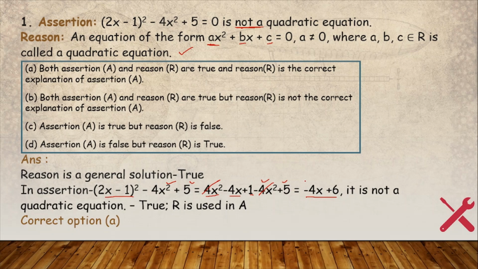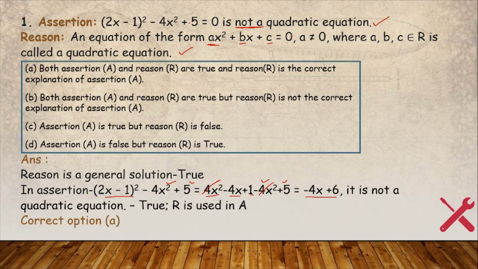There is no power 2 term. There is no term with the power 2. So it is not a quadratic equation. So the assertion is also true. When both are true, I told you to use the CUTE rule. Now you see, reason is a standard formula, and assertion is a question given.